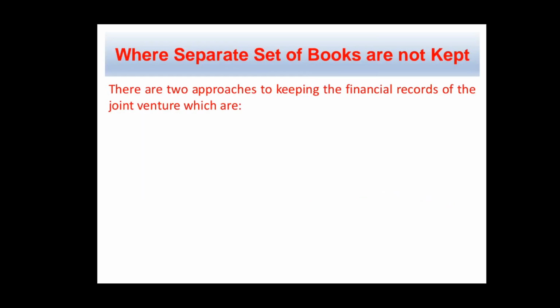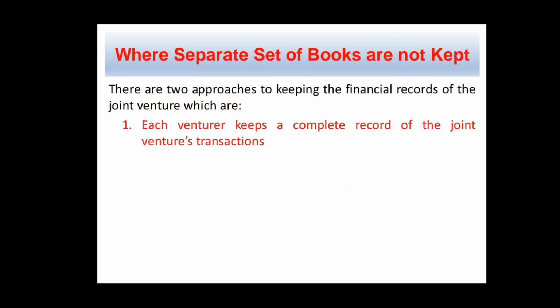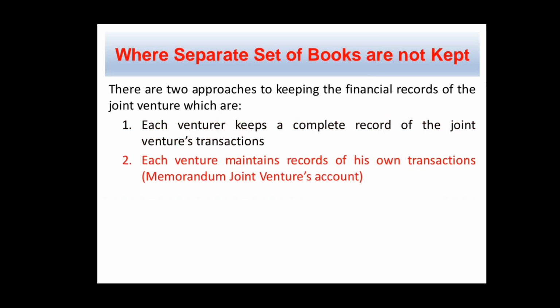So in a situation whereby a separate set of books are not kept under the joint ventures, there are two approaches to keeping financial records of the joint ventures. The first approach is that each venturer keeps a complete record of the joint venture transactions. That is, each of the venturers will keep a record of the account of the joint venture. The second approach is that each of the venturers will keep a record of only their own transactions. So they are after their own transactions in the joint venture. So those are the two approaches.